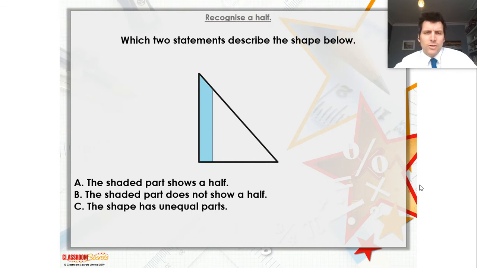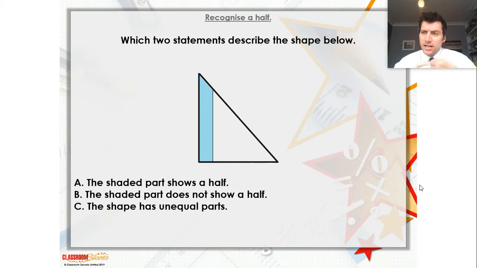Okay. What do we think about the 3 statements about this triangle? Now, this triangle's got that little blue strip on the left-hand side. So does that shaded strip show half? Does the shaded part not show a half? Or does the shape have unequal parts? Now, one of these is wrong and 2 of them are right. So which 2 do you think are right?